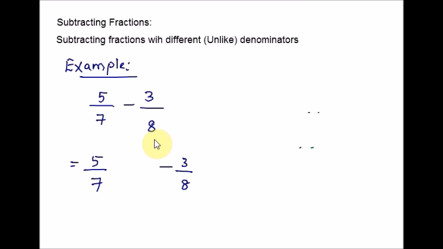I'm not finding the LCM here. Multiply the first fraction by 8. 8 is nothing but the denominator of the second fraction. Now multiply the second fraction by 7. 7 is the denominator of the first fraction. Now perform multiplication. The denominator is 56.